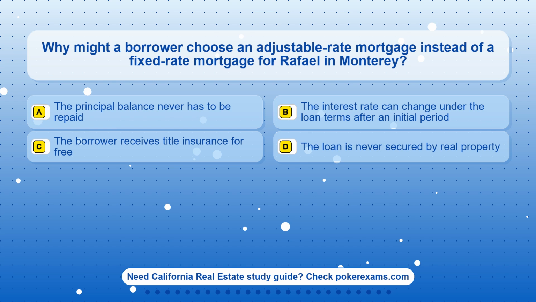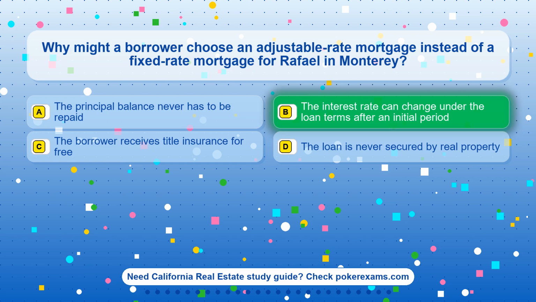Question 9. Why might a borrower choose an adjustable-rate mortgage instead of a fixed-rate mortgage for Rafael in Monterey? Option A. The principal balance never has to be repaid. Option B. The interest rate can change under the loan terms after an initial period. Option C. The borrower receives title insurance for free. Option D. The loan is never secured by real property.